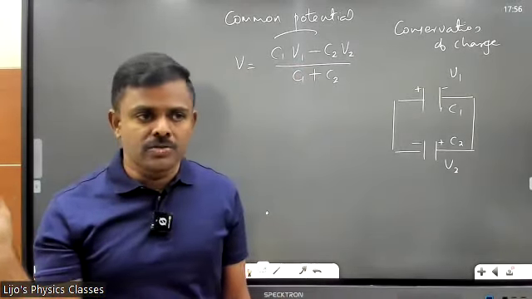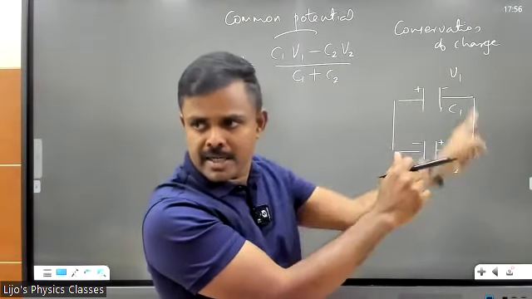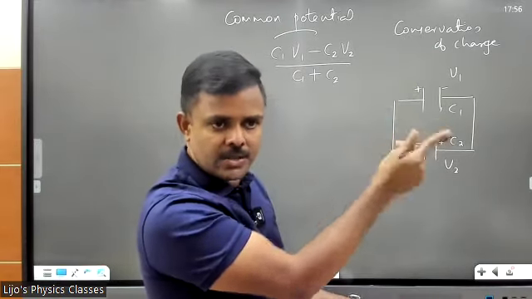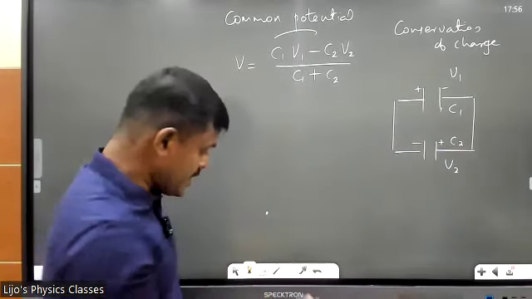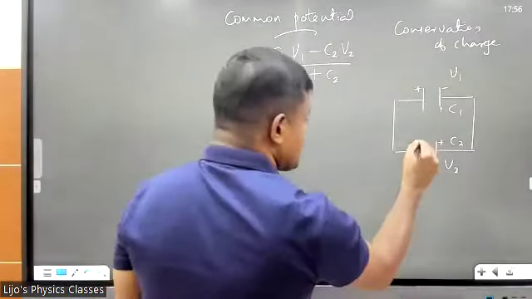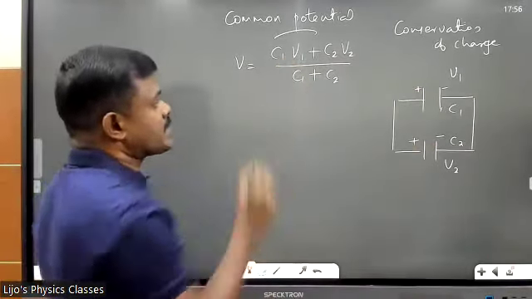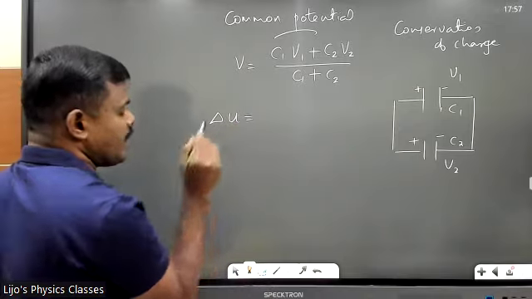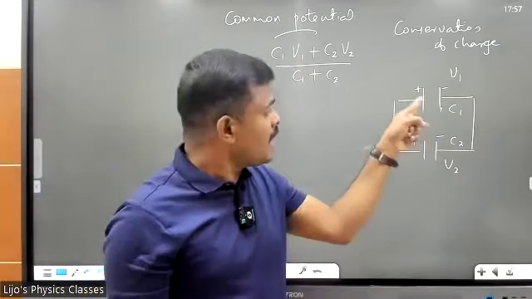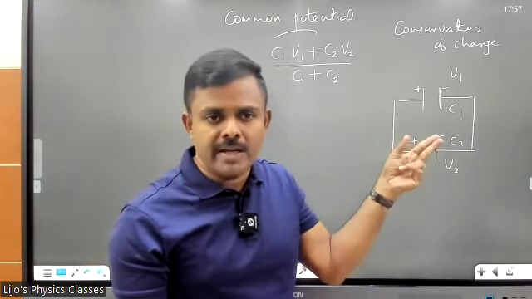Got it? If the plates are of opposite polarity, that is, plus is connected to minus and minus to plus, it becomes (C1V1 - C2V2) by (C1 + C2). But it is not needed for the exam. It's a competitive examination question. So just take it this way only: positive connected to positive and negative connected to negative. In that case, the common potential will be (C1V1 + C2V2) divided by (C1 + C2). And in this process, energy will be lost. Why? Because the wire gets heated up as the charge flows. If you touch the wire, you will feel the heat.